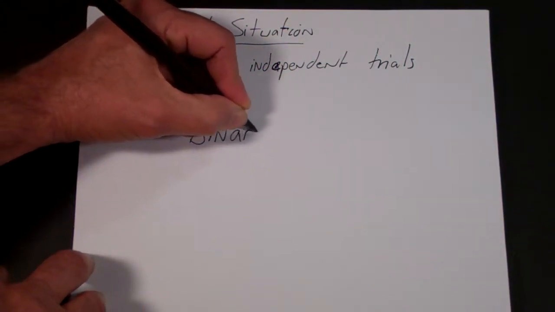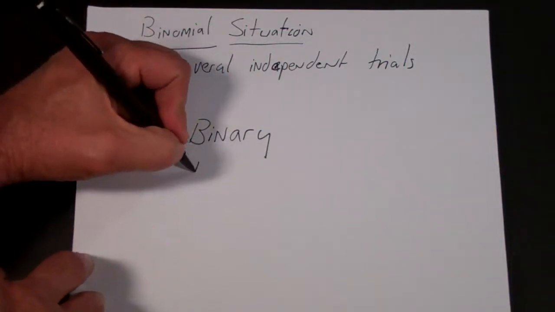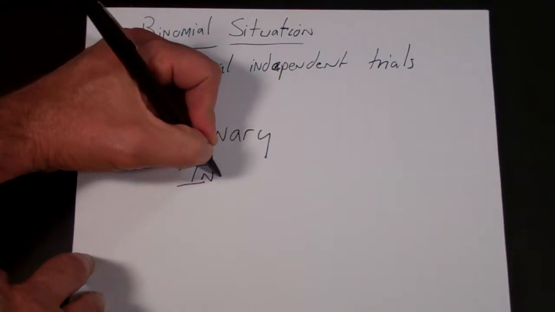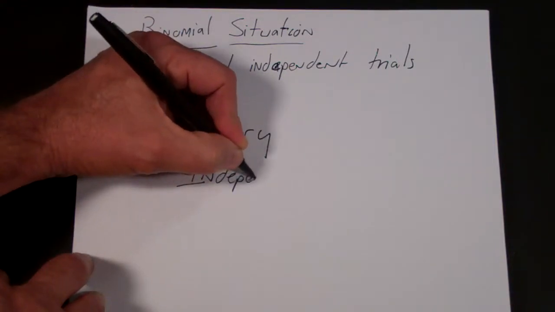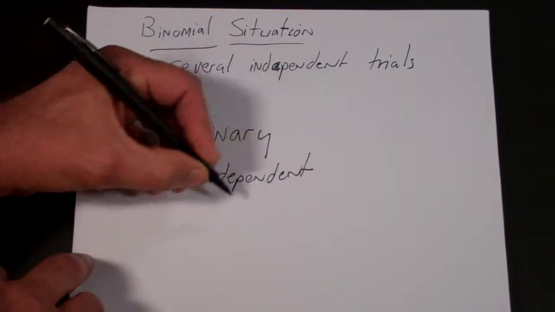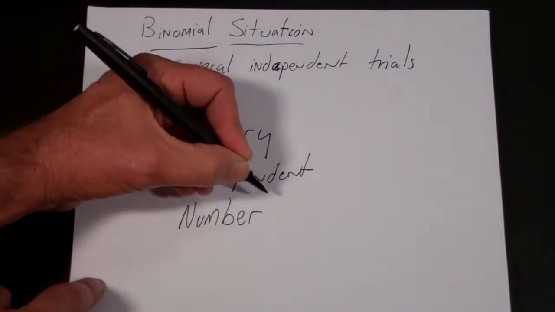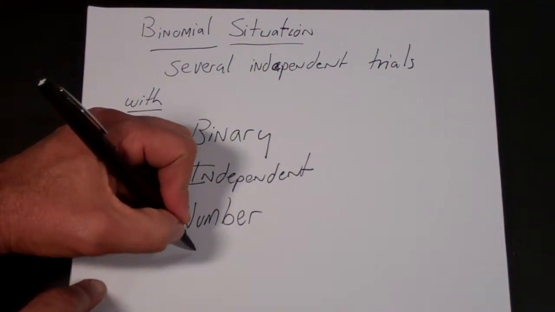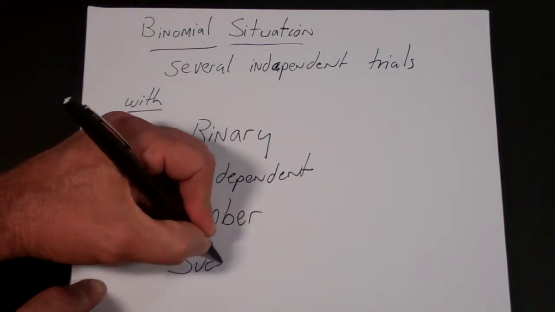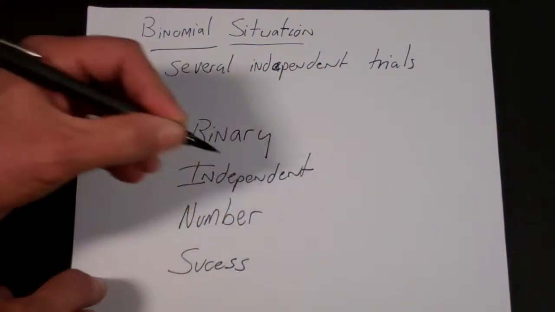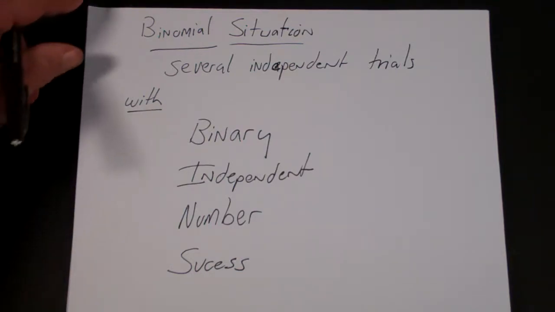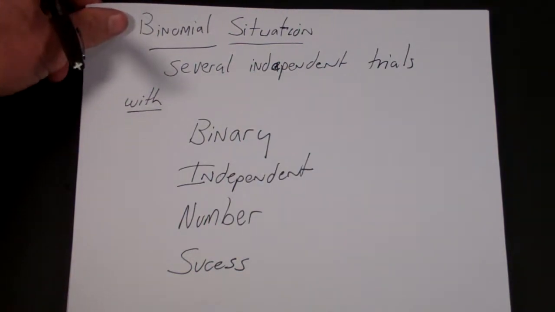The conditions need that it's a binary trial, that it's independent, that the number of trials is fixed, and that you have a certain number of successes. So let's go over each one of these individually.